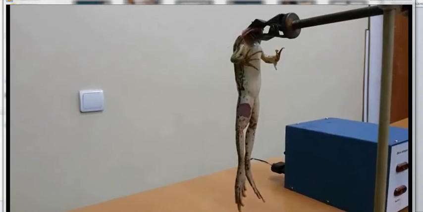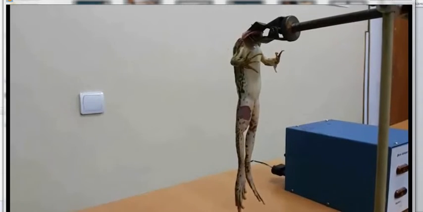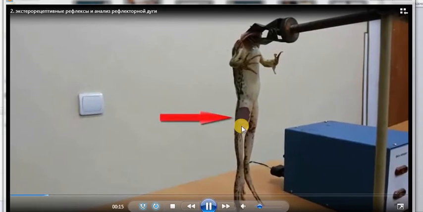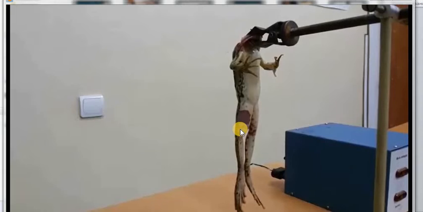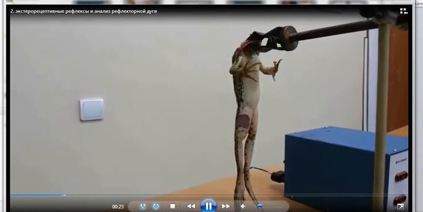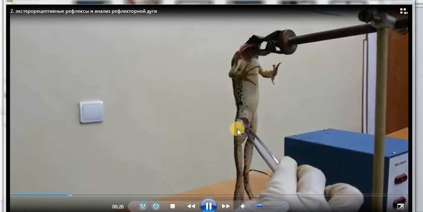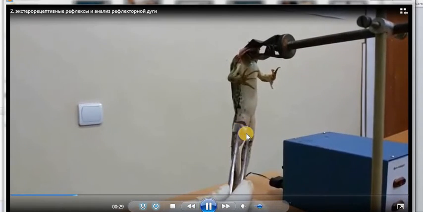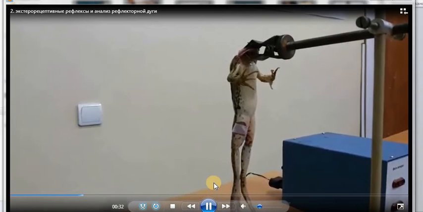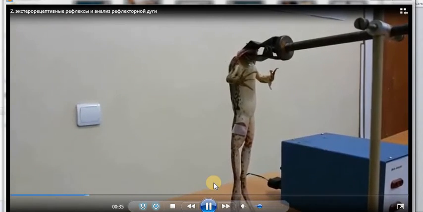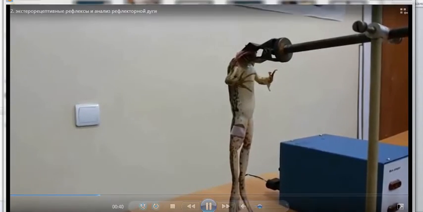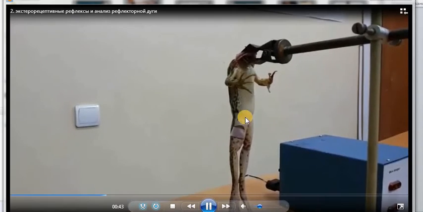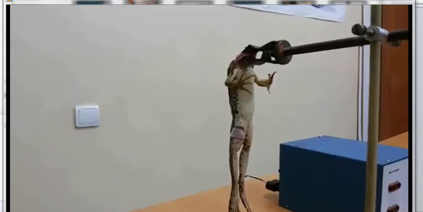At first we remove the part of the reflex arc, the part of the skin where the receptors are. And if we put the paper with acid, just watch and you see nothing. Why? Because receptors can't generate impulses, and the nervous system doesn't know what happened on the surface of the body.